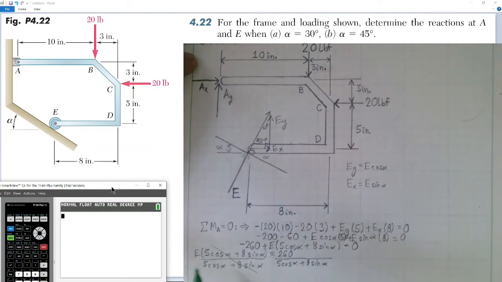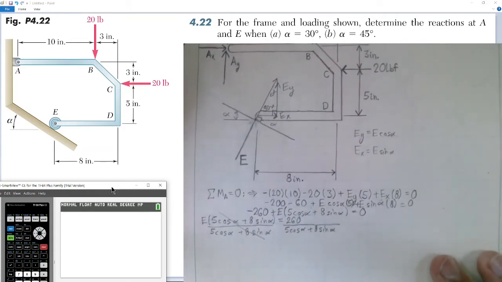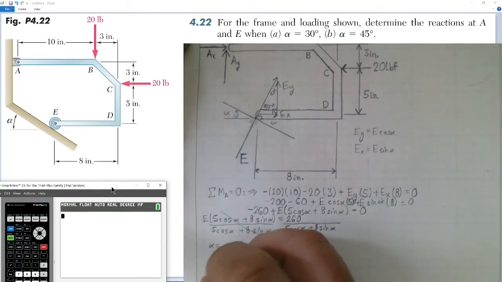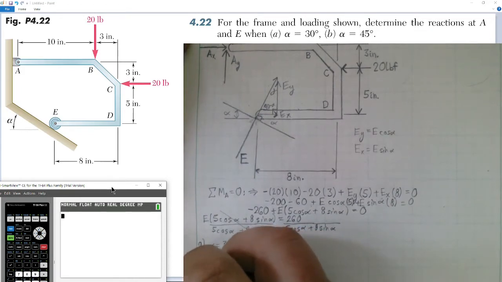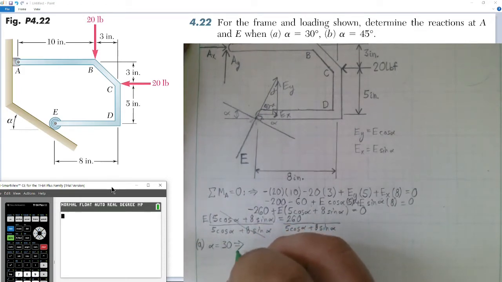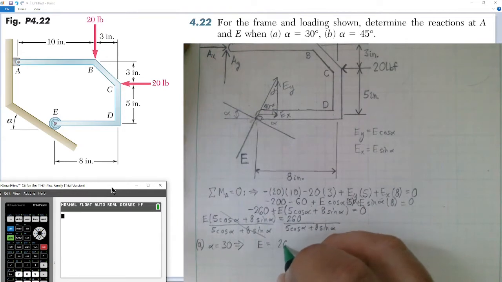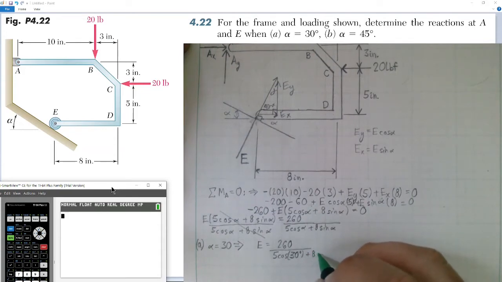So now we have a general equation that solves for reaction E. We can go ahead and determine what this value is when alpha is 30 degrees and when alpha is 45 degrees. Okay, so when alpha equals 30 degrees, as it does for part A, this tells us that E, reaction E, will be equal to 260 pounds of force divided by 5 cosine of 30 degrees and 8 sine of 30 degrees as well in the denominator.